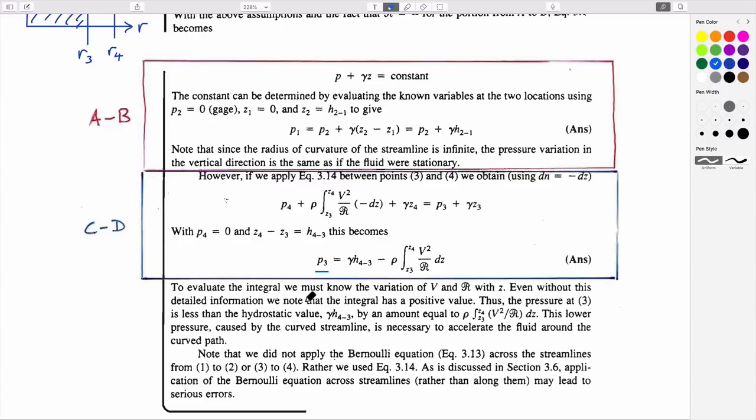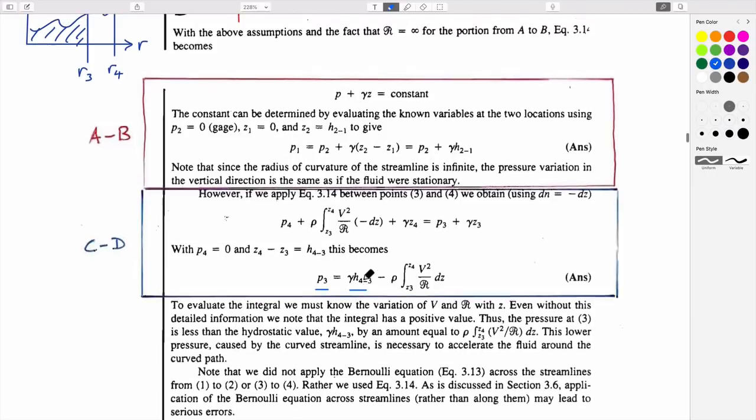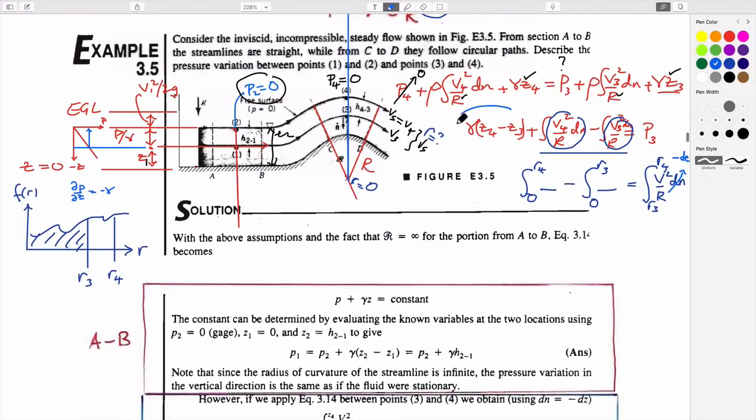P3 is what we had on our left-hand side. This is the unit weight, which is the difference between these two pressures, which is this.